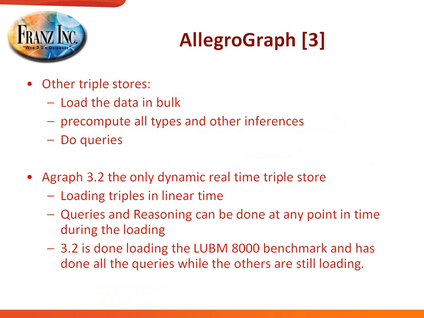And then finally, a fairly new development is that we provided a much faster reasoner on top of a triple store. In general, triple stores load the data in bulk, and then they pre-compute all the types and all their inferences, something people call materialization, and then they do queries. We don't really believe in that model. What you really want is dynamic triple stores where you can keep adding triples all the time. So what we will have, and this is probably going to come out in January, is the first completely dynamic real-time triple store where you can load triples in linear time, and queries and reasoning can be done at any point in time during the loading. And we will not pre-compute types, but our queries will be just as fast as the triple stores that materialize the types.